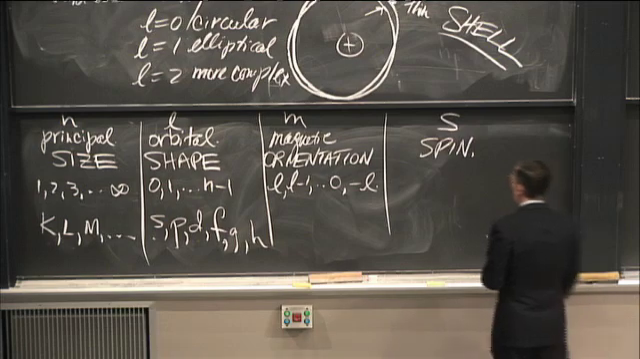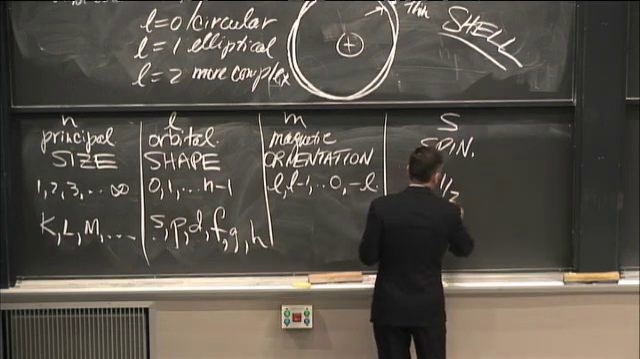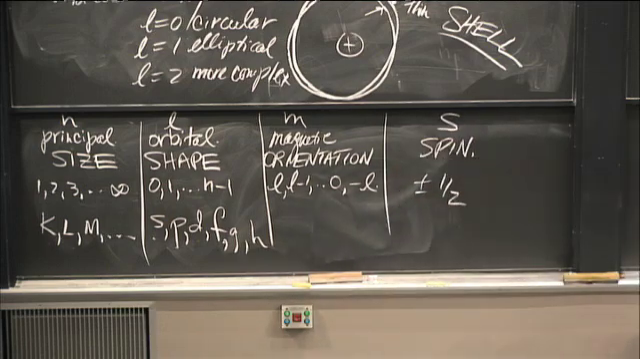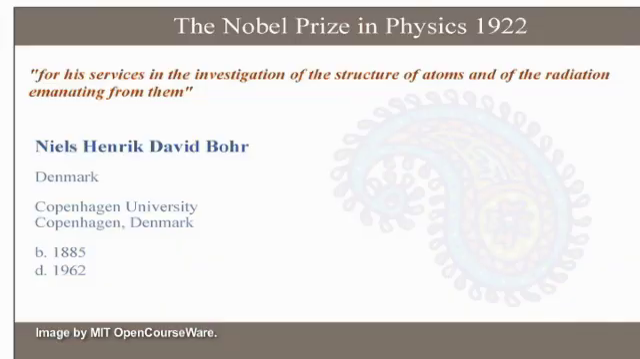And it takes values plus or minus a half. And where did that come from? Well, in 1922, everybody's getting Nobel Prizes, and I didn't give Niels Bohr his proper recognition. He gets the Nobel Prize as well.